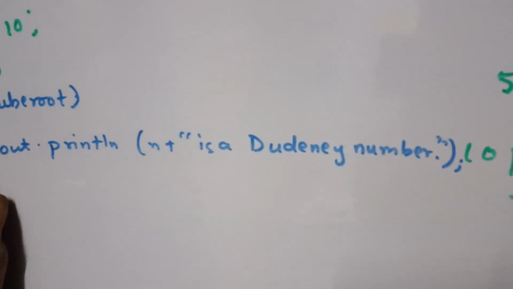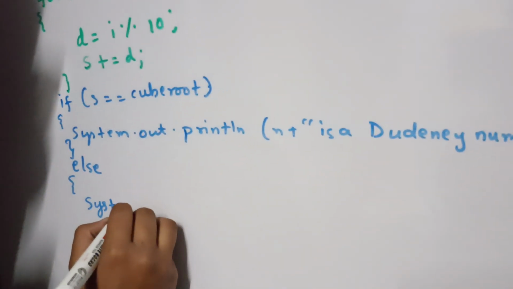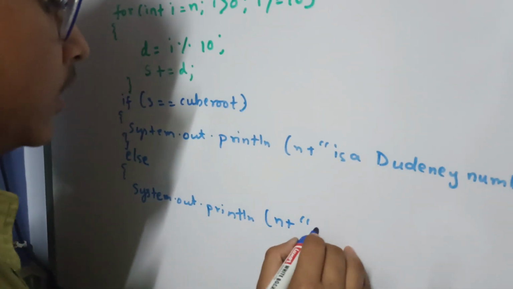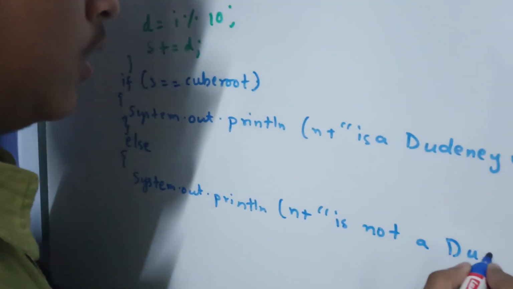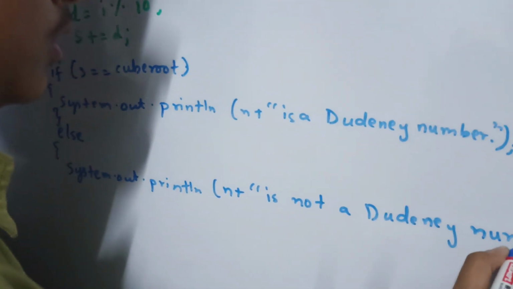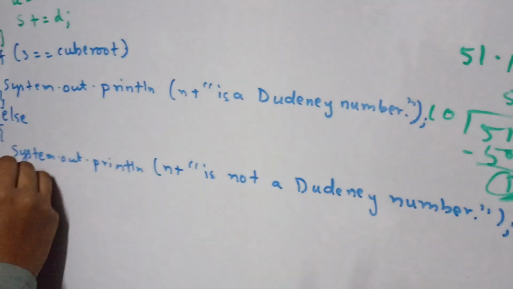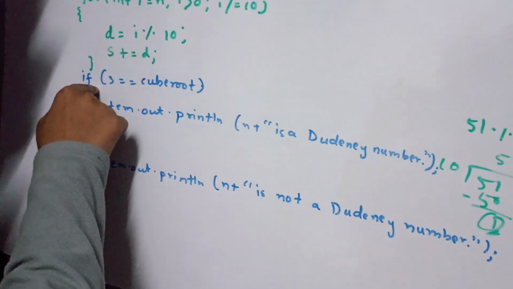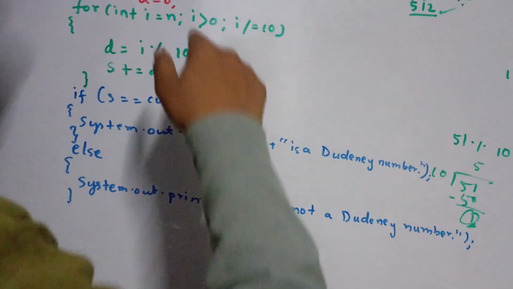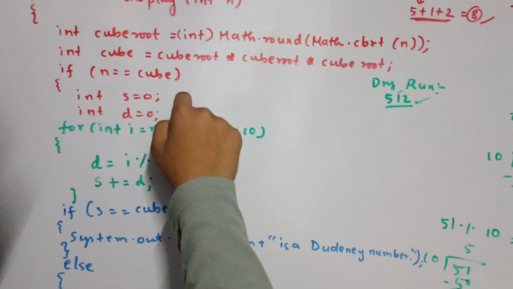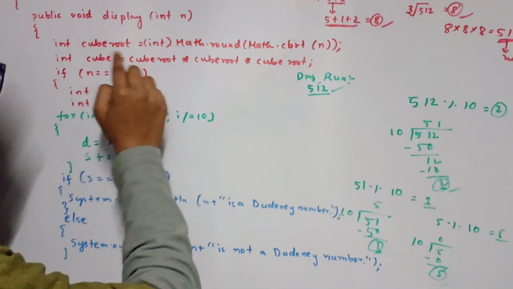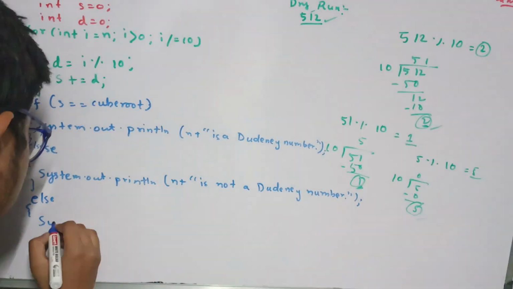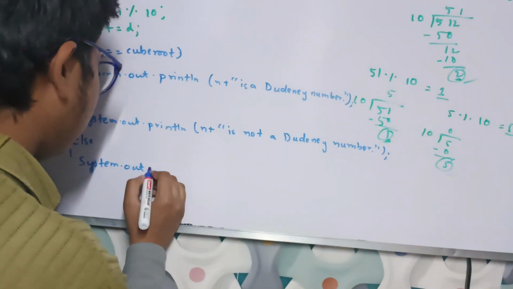Close this bracket and write else System.out.println n plus is not a Dudeney number. You close this bracket. But if you observe it very carefully, the if you had started here has ended with the else, the if else structure. But the if you had started here has not yet ended. So you will require another else for this particular if.